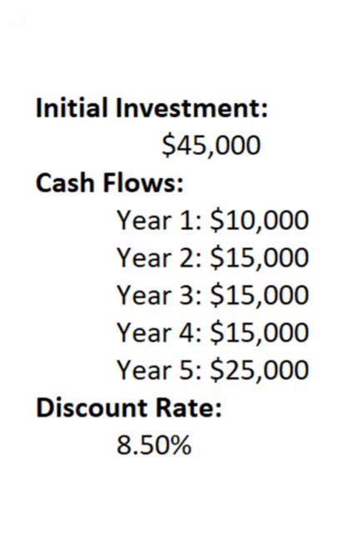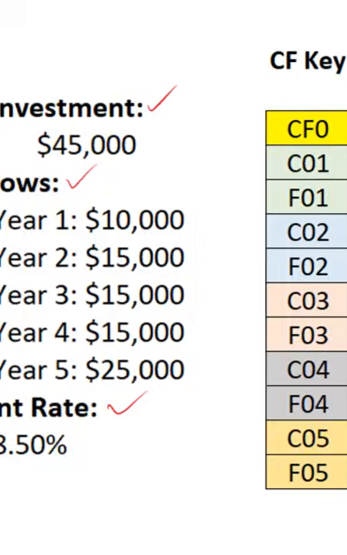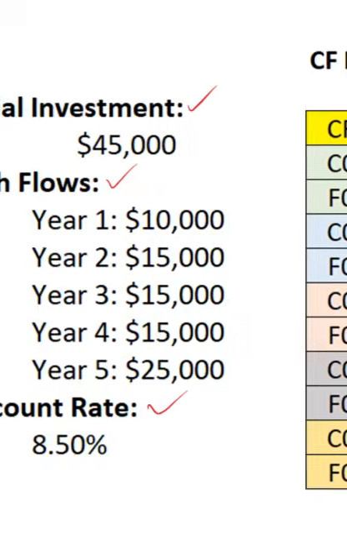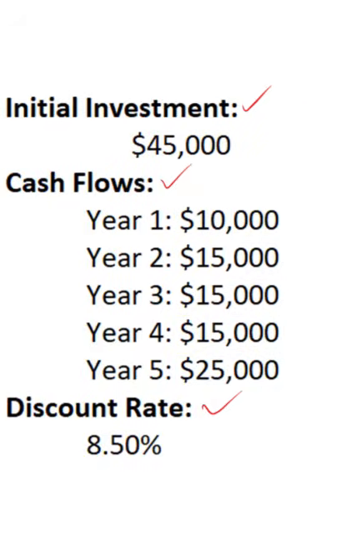So one thing I want to show you guys is that this is typically what a net present value question looks like. You have your initial investment, your set of cash flows, and a discount rate. Now, there's a very easy way to put this into your BAII Plus. You could pretty much follow exactly as the question is stated.